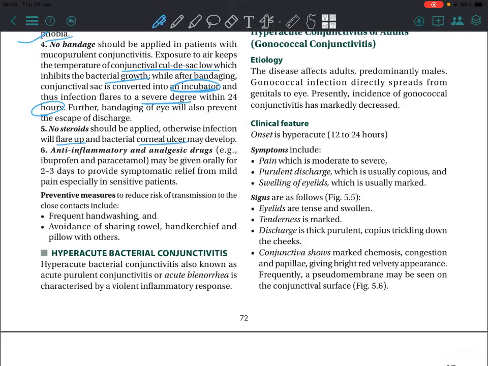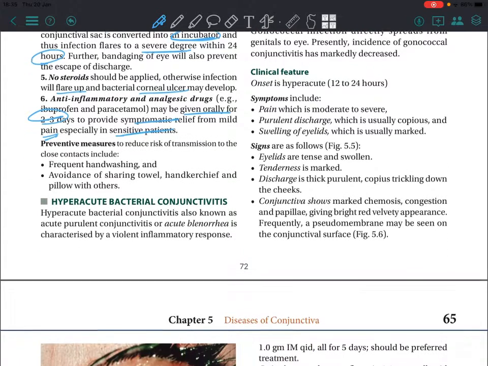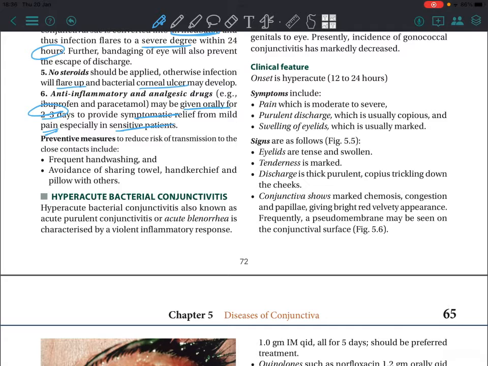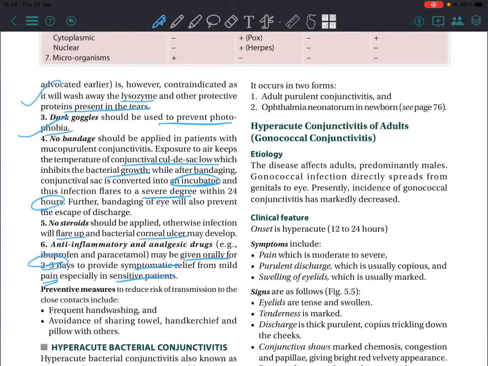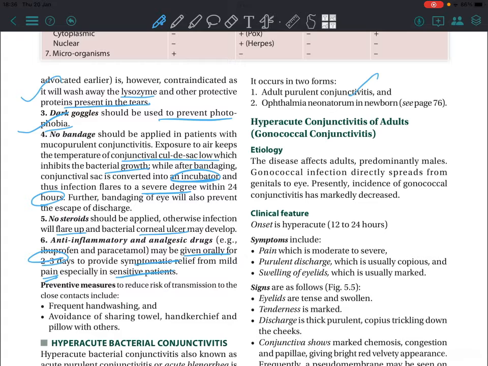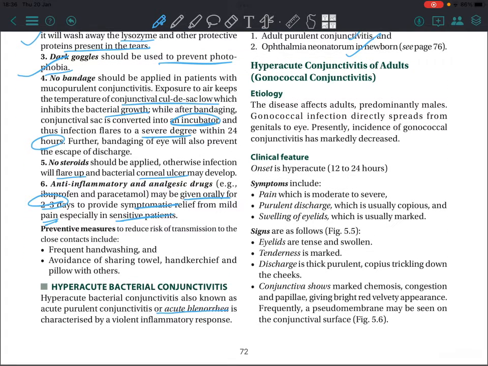Anti-inflammatory analgesic drugs may be given orally for 2 to 3 days to provide symptomatic relief from mild pain, especially in sensitive patients. Hyperacute bacterial conjunctivitis, also known as acute purulent conjunctivitis or acute blennorrhea. It is characterized by a violent inflammatory response. It occurs in two forms: adult purulent conjunctivitis and ophthalmia neonatorum in the newborn. Hyperacute conjunctivitis of adults. Etiology: the disease affects adults, predominantly males.